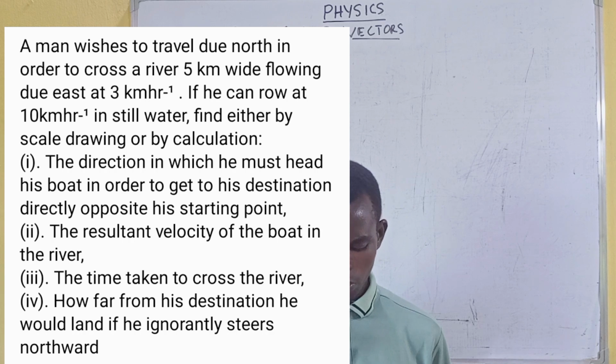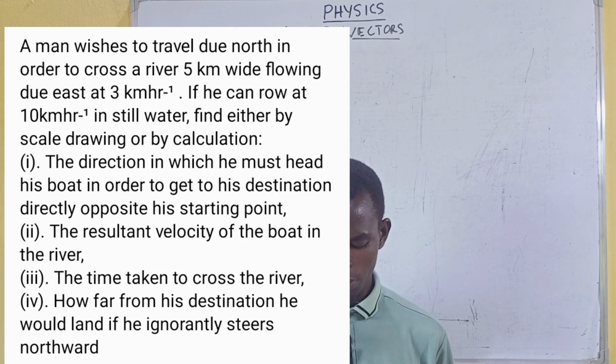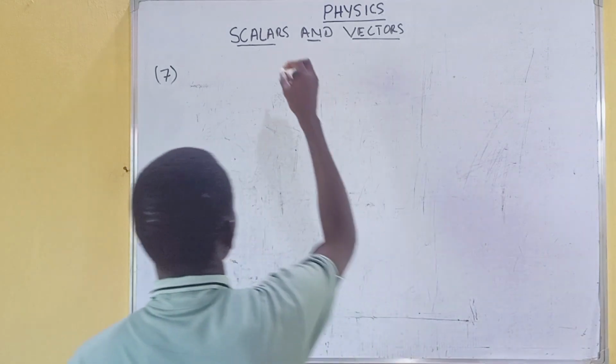1. The direction in which he must head his boat in order to get to his destination directly opposite his starting point. 2. The horizontal velocity of the boat in the river. 3. The time taken to cross the river. And 4. How far from his destination he will land if he ignorantly steers northward. Let's bring out our given.